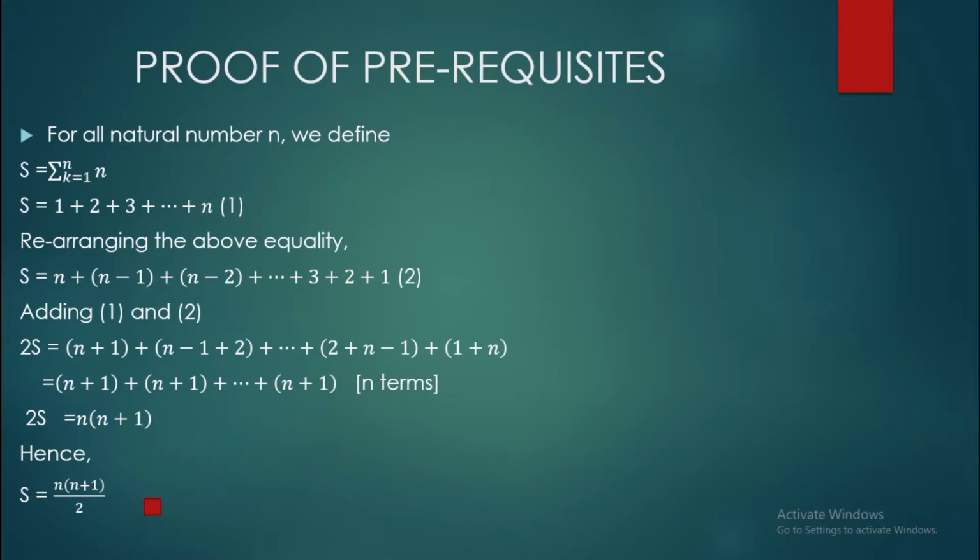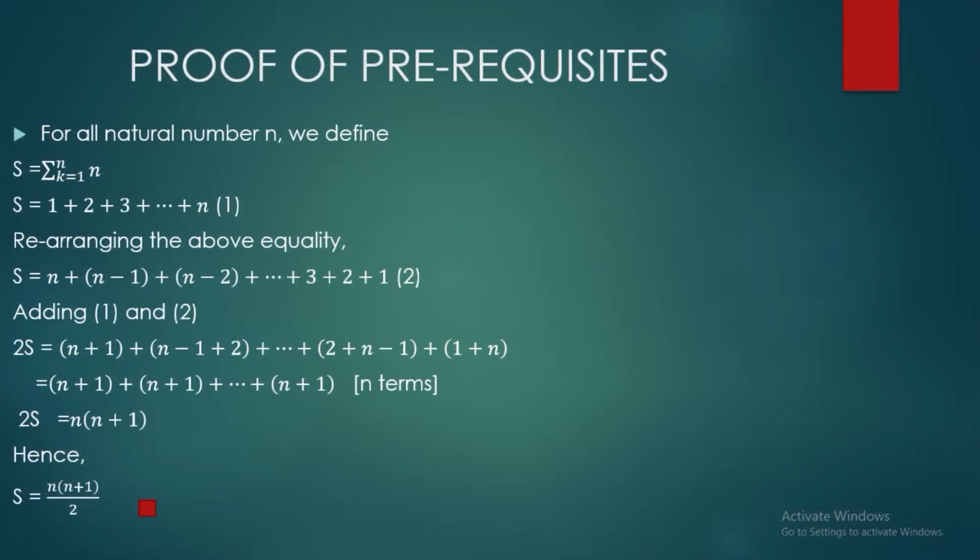For all natural numbers n, we define s to be equal to the sum from k equals 1 to n of k, which we can also write as s equals 1 plus 2 plus 3 plus all the way up to n. So if we arrange the above equality from last to first term, we obtain s equals n plus n minus 1 plus n minus 2 plus all the way up to 3 plus 2 plus 1, which I'll mark as equation number 2.